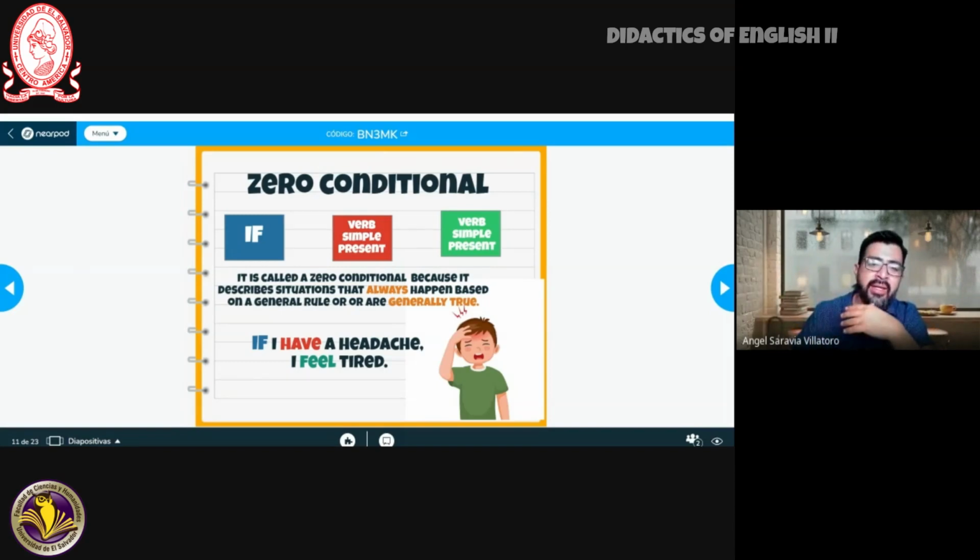For example, let me show you with this sentence. Remember, we're going to start with the if. If I have a headache, I feel tired. Have is the verb in simple present, and feel is the other verb in simple present.